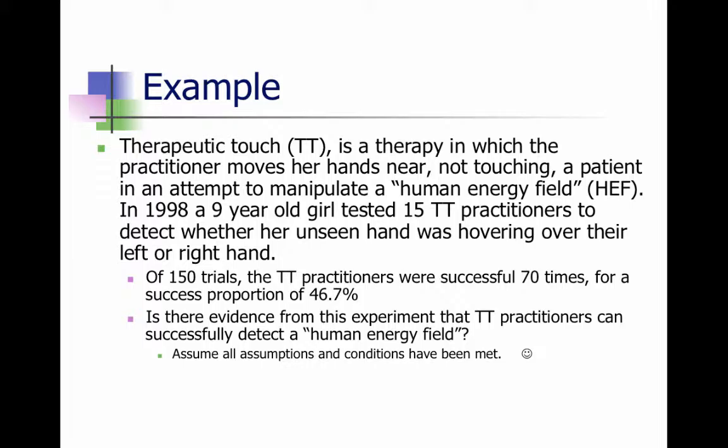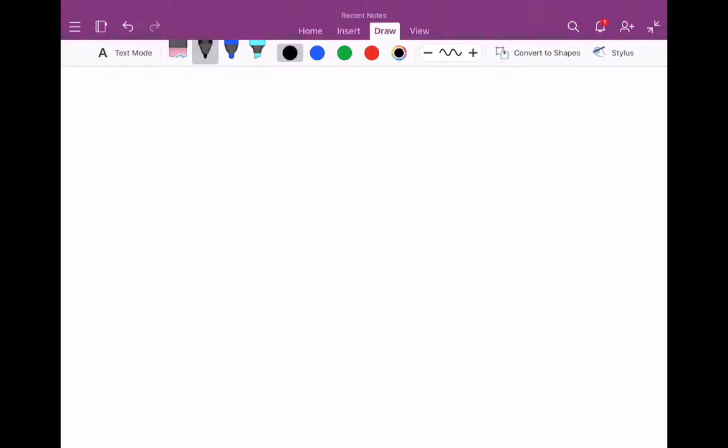What we want to know, is there evidence from this experiment that therapeutic touch practitioners can successfully detect a human energy field? We're going to go ahead and assume that all assumptions and conditions have been met, which means that we don't need to check them. Bonus. Because they're guessing whether it's over the right or the left, so they have two options, they should have a 50-50 chance of getting it right, even if they're just guessing.